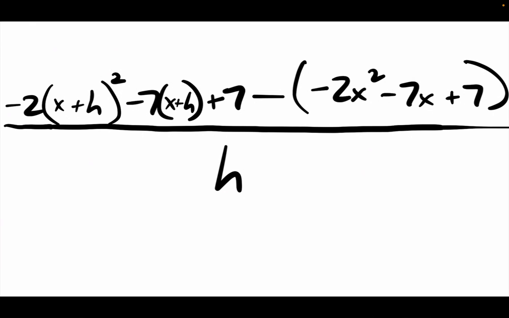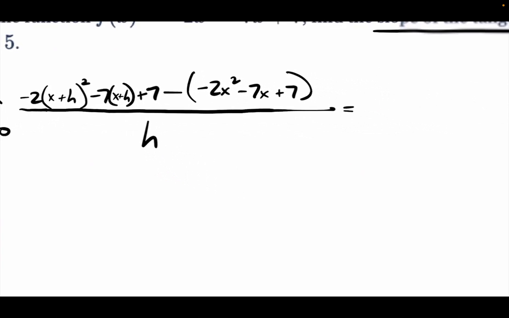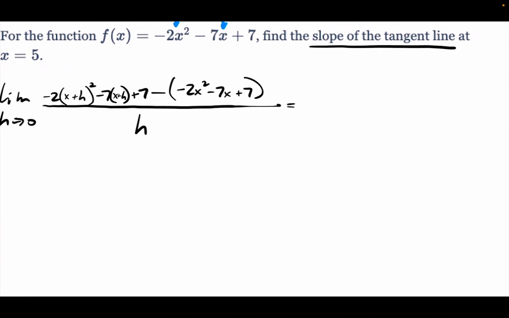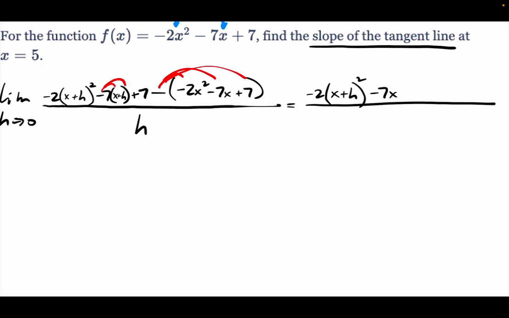Can I distribute the -7? Go for it. Can I distribute the -1? Go for it. So let's distribute what we can. This -2, I can't distribute yet. I can distribute it, just not yet. I'll do it later. I'm going to distribute the -7 and the -1. So it becomes -7x minus 7h, and then plus 2x squared plus 7x minus 7.